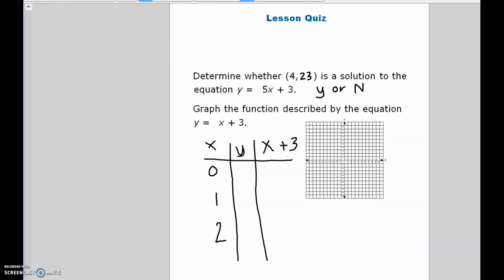Okay, do your lesson quiz. Determine your answer for these two and pause your video. I'm going to put the answers up right now. So if I put 4 here, that would be 20 plus 3 is 23, so that does work. That's a yes. And if I graph this, I would get 3, 4, and 5, and then I would get these 3 points and I would connect them. So it is a positive slope, and those are the 3 points.